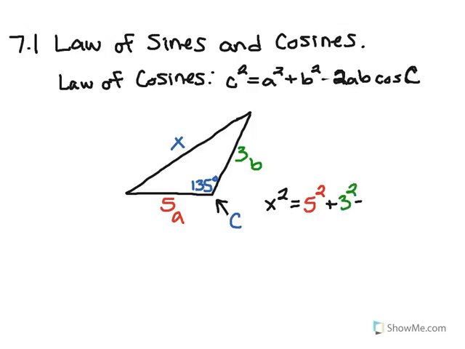And I'm going to subtract 2 times a, which is 5, and b, which is 3. And I'm going to multiply that all by the cosine of 135 degrees. Let's see if this fits. Yes, it does. Awesome.